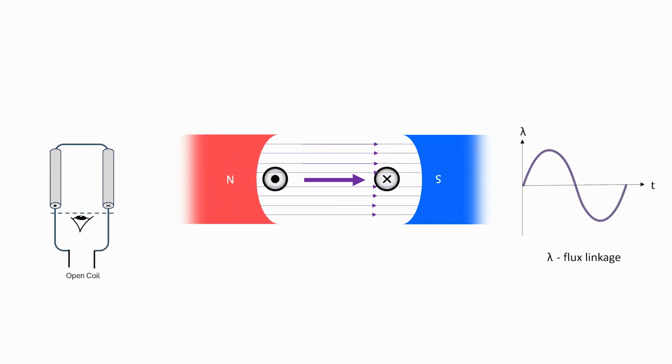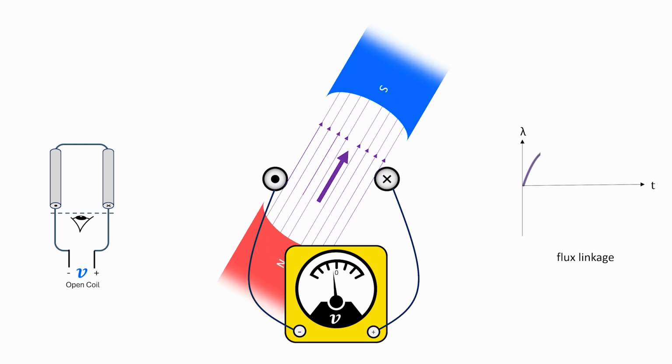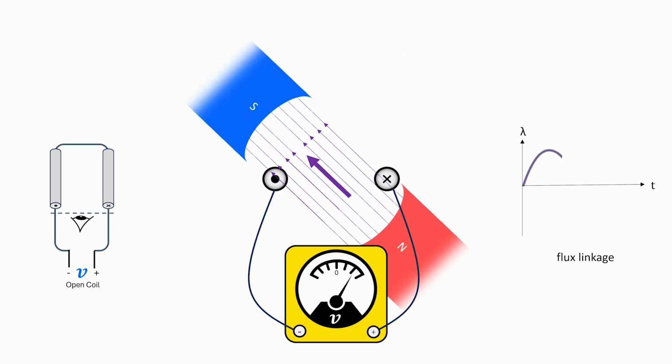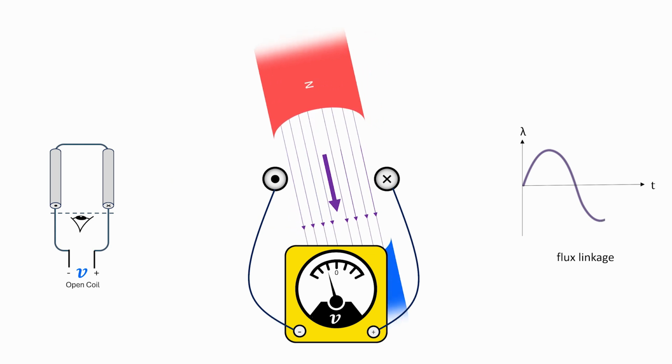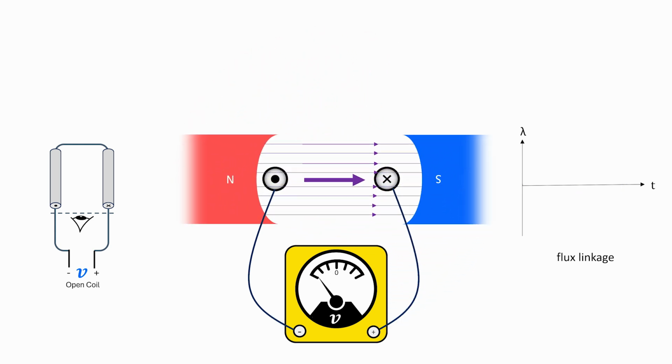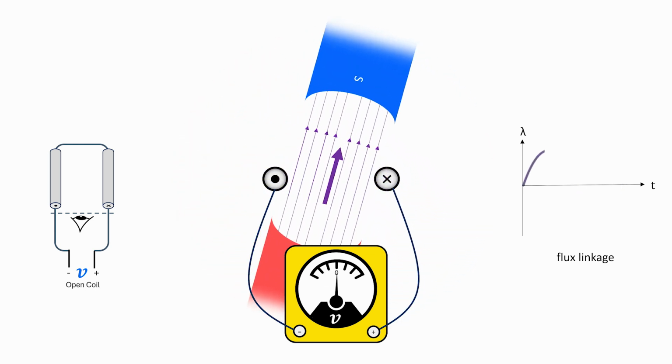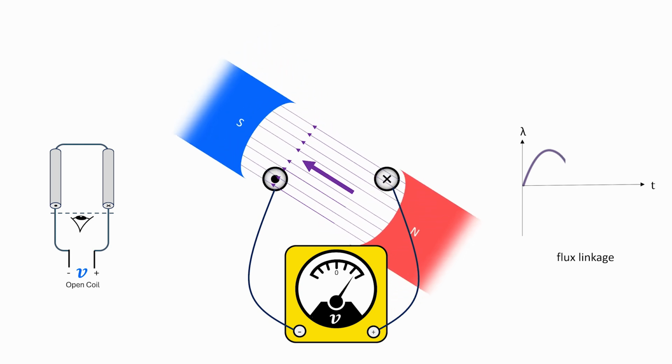Now, if you take a voltmeter and measure the voltage in this open coil, the needle will deflect continuously as the flux linked with the coil varies. This indicates that the coil has some induced voltage when the flux passing through it varies.